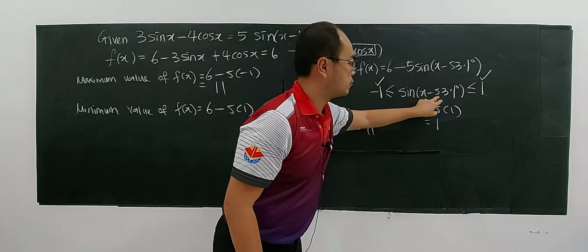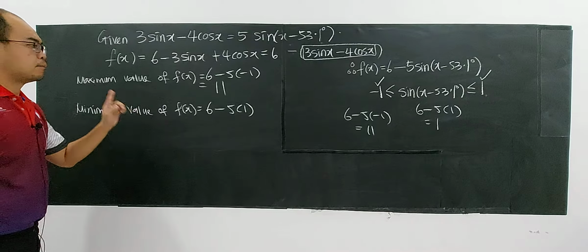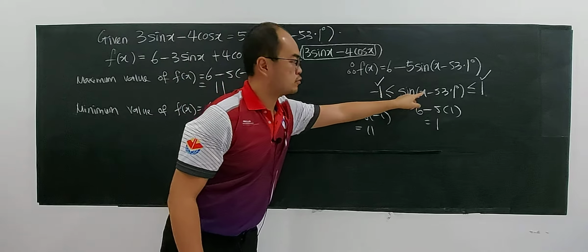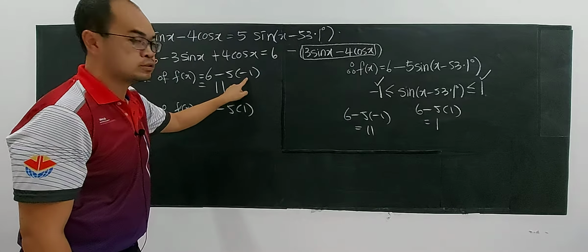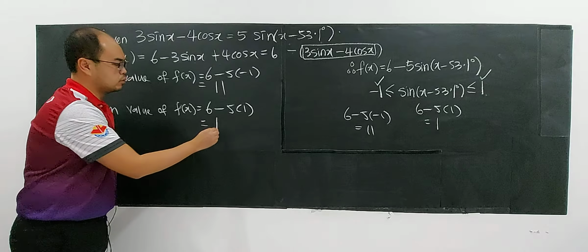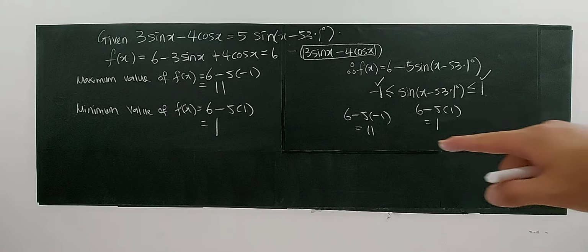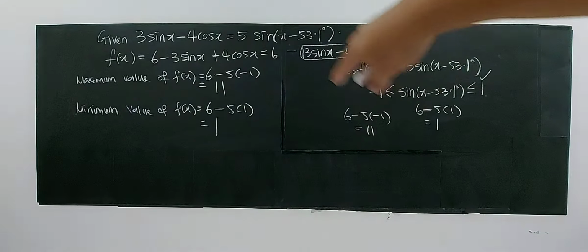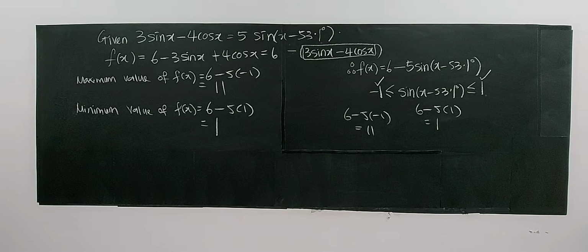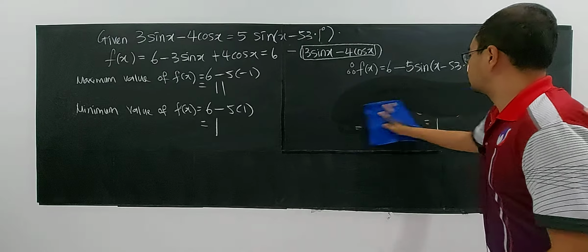When sin(x minus 53.1) equals 1, it will become minimum. But when sin(x minus 53.1) equals negative 1, it turns out to be the maximum value, which is 11, and you are getting 1 here. So the maximum will be 11 and the minimum value for this case will be 1. Alright, this is the first method. There is another method of finding maximum and minimum. If you are very good in mathematics, you can try to consider this method.